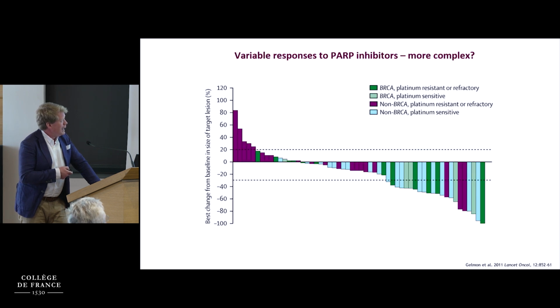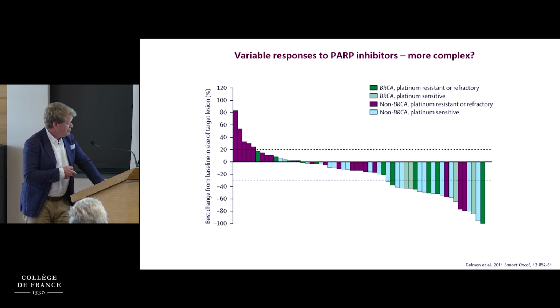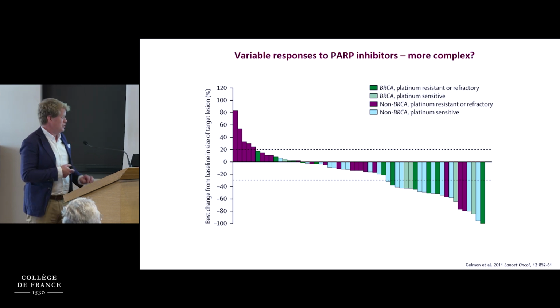But what happened was that these were the first response rates that we saw in the first phase 2 trials. And here you can see that you get some partial response. In this study, they didn't have a single complete response. And you can see that not all the responders have BRCA1 mutations. Many are non-BRCA mutations.